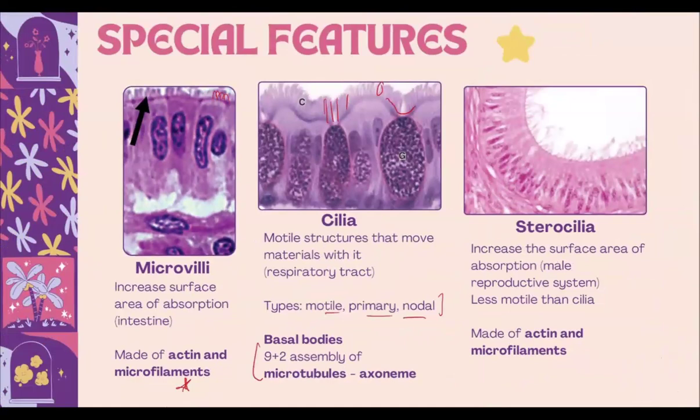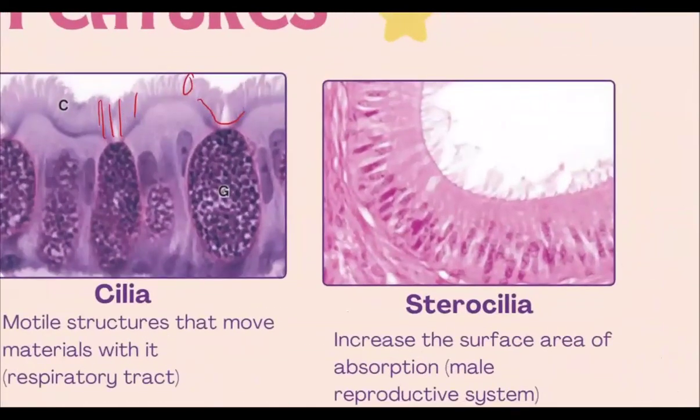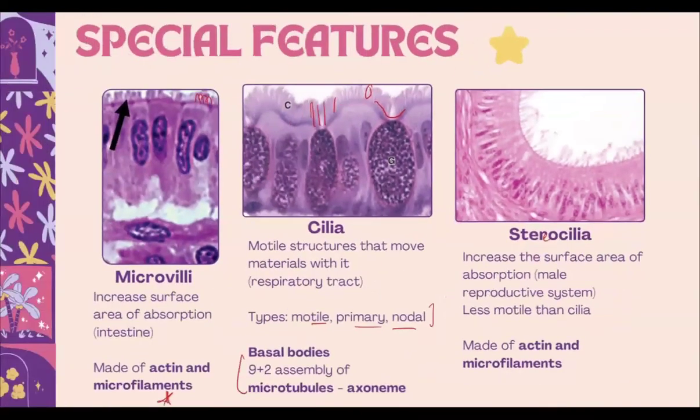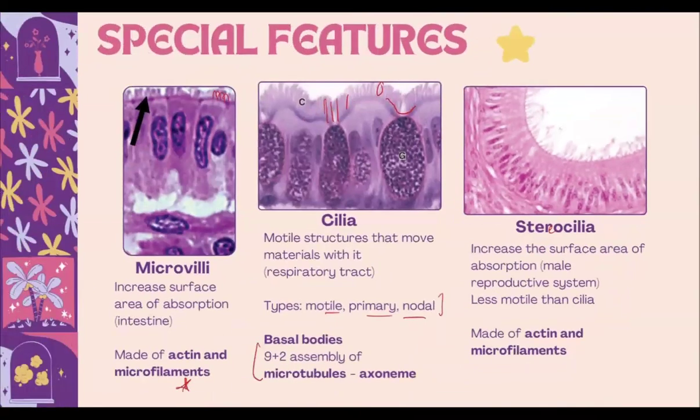Then you have stereocilia. They're long and look like cilia, but they're present in much smaller amounts. These are usually found in the male reproductive system, for example. As the name suggests, they don't move back and forth. What they do is increase the surface area of absorption, and like microvilli they're made of actin and microfilaments. So you can link it together by function. Both increase the surface area of absorption, so they're both made of similar things. The other one, motile, is moving things, so it's going to be made of something different.